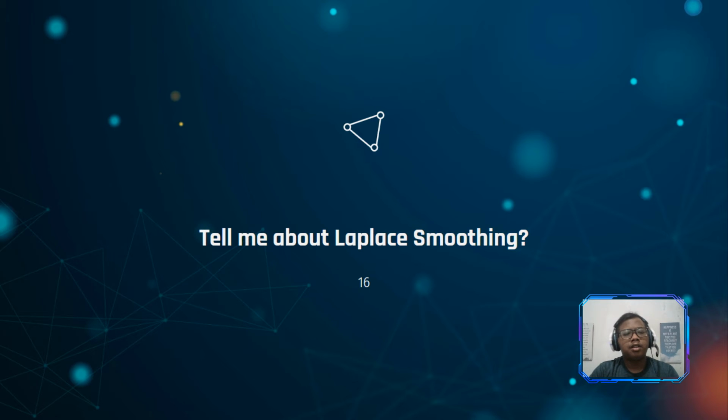Next is, tell me about Laplace smoothing. Laplace smoothing, or sometimes called add-one smoothing, is a type of smoothing in which one is added to all the counts, and thereafter the probability is calculated. This is one of the most trivial smoothing techniques out of all the techniques.